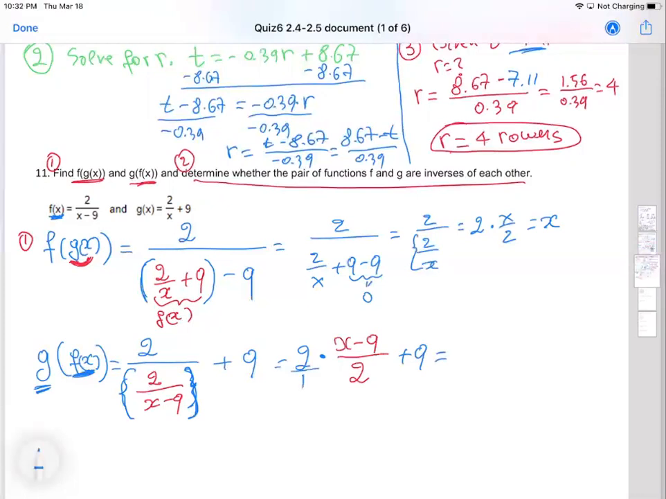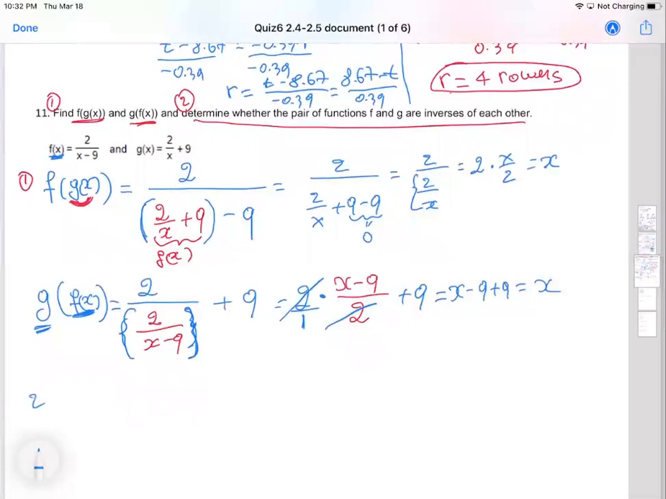2 is like 2 over 1. Recognize that 2 will cancel out with 2. Then we have x minus 9 plus 9 equals x. All right, now we can answer the second question.